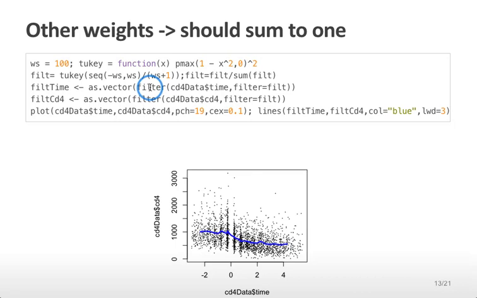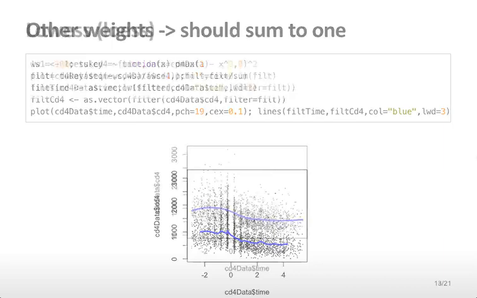We then apply that filter using the filter command to the time data and to the CD4 data. If I plot the smooth time versus smooth CD4 data, I get what looks like here, a much smoother curve. What that did was the same thing as using the filter function with a filter equal to 1 over n repeated n times, except now it weights points that are farther away from the point of interest less.